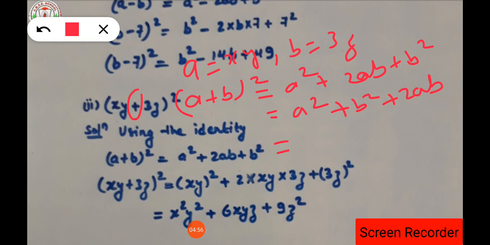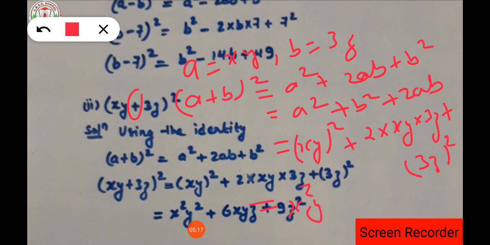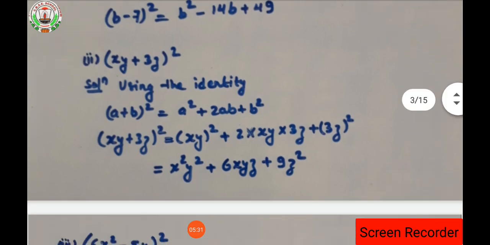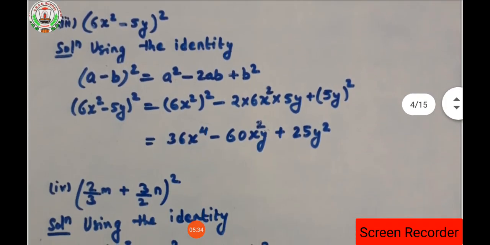Okay, now we can split according to the formula: (xy) the whole square plus 2 into what is the value of a, xy, and what is the value of b, we are having 3z, isn't it, plus b square, that means (3z) the whole square. So it will become x square y square plus 6xyz plus 3z square, that means 9z square it will be. Clear everyone?